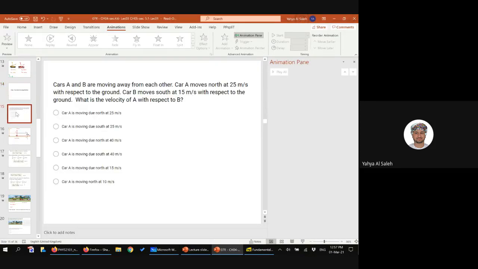Okay. Cars A and B are moving away from each other. Car A moves north at 25 meters per second. Car B moves south at 15 meters per second. What is the velocity of A with respect to B? So if I'm sitting inside B, what do I see the velocity of A?